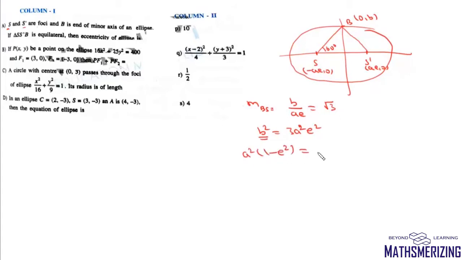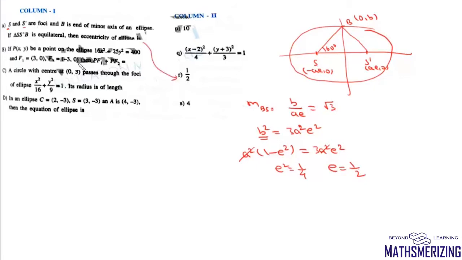So we write A square into 1 minus E square as 3A square into E square. Now A square will cancel. We can write E square equals 1 by 4. So in that case, value of E is simply 1 by 2. So option A matches with R.